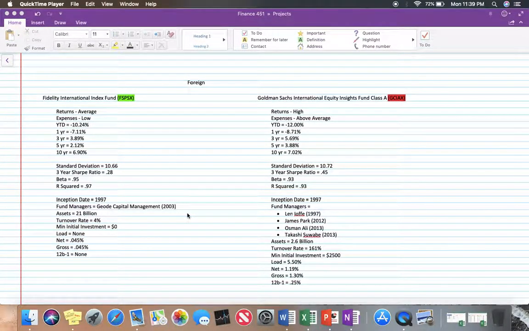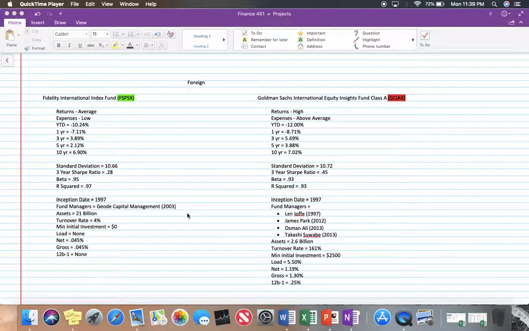Lastly, foreign. The two foreign funds we have are the Fidelity International Index Fund and the Goldman Sachs International Equity Insights Fund Class A. So, as you can see, the returns are very similar, just within 1 or 2% of each other over 10 years. And then moving on to volatility, again, very, very similar with standard deviation. So they move about as volatile as one another.